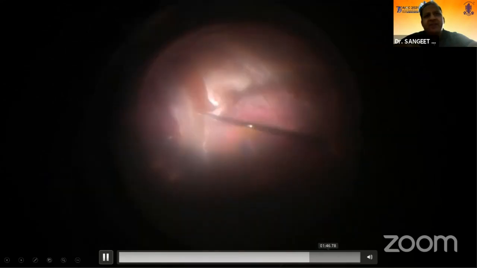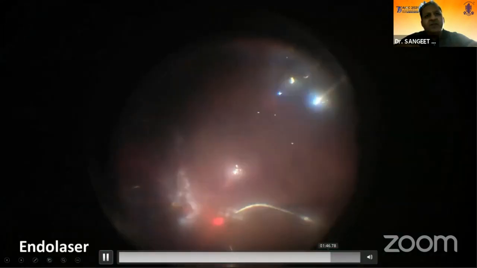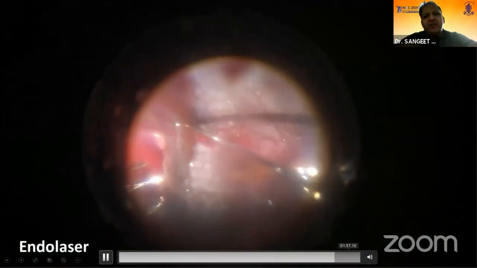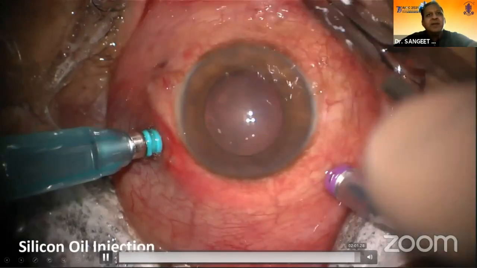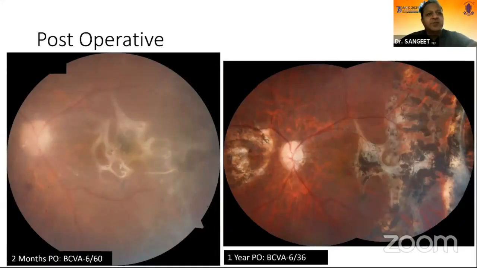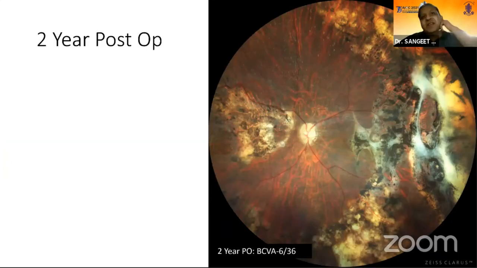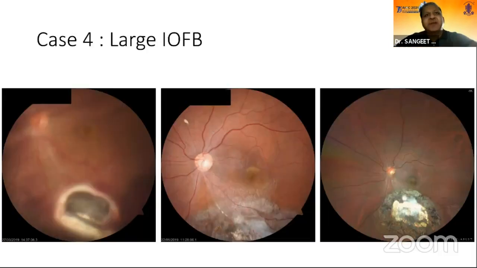And again, after that, the retina was settled, the laser was done, and silicone oil was used as a tamponade. And this is post-operative, 2 months post-operative, the patient's vision was 6/60, and 1 year post-operative, silicone oil had been removed earlier, and the patient is maintaining a vision of 6/36 in this eye. This is a patient who recently came to me 2 years post-operative, and he's still maintaining his vision.